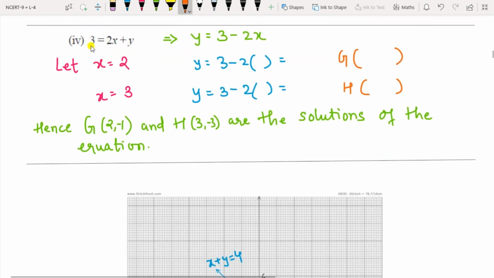Then x equal to 2x plus y, taking y as a subject, the equation becomes y equal to 3 minus 2x. So x as 2 and 3, substitute here x as 2. It will be 3 minus 4, that is minus 1, and x as 3 here, 3 minus 6 is minus 3, right? So value of x and then value of y. So it is 2, minus 1 and 3, minus 3 are the solutions of the given equation.